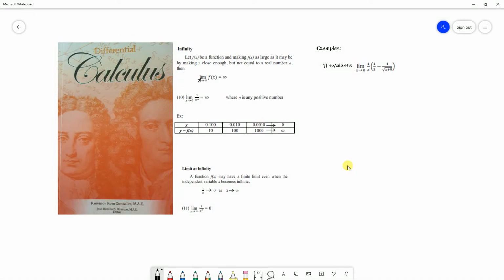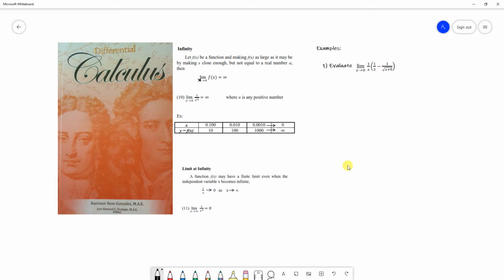Continuing the discussion in limits. So now let's proceed to theorem number 10 and 11. So pagsasamahin na natin siya, no? Then I'm going to give you after that examples.